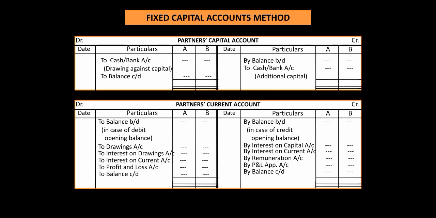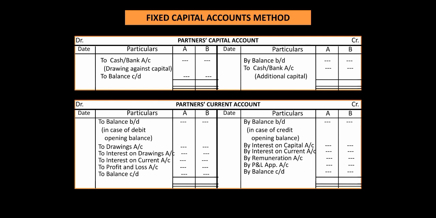This drawing against capital and drawing against profit will also be explained in our next lecture. Yes, here comes a doubt that balance BD is given on both the sides and balance CD also in both these sides of partner's current account.